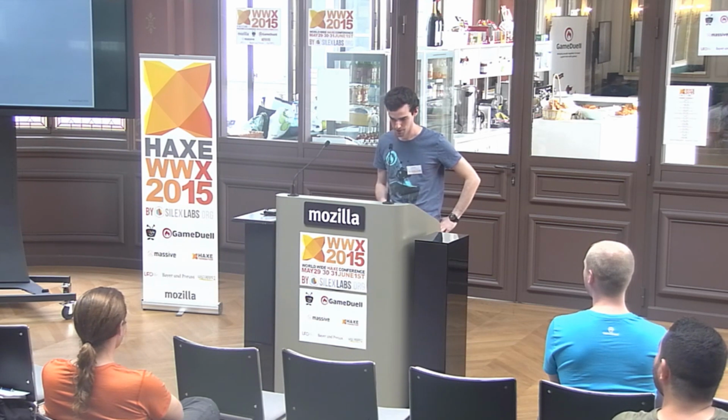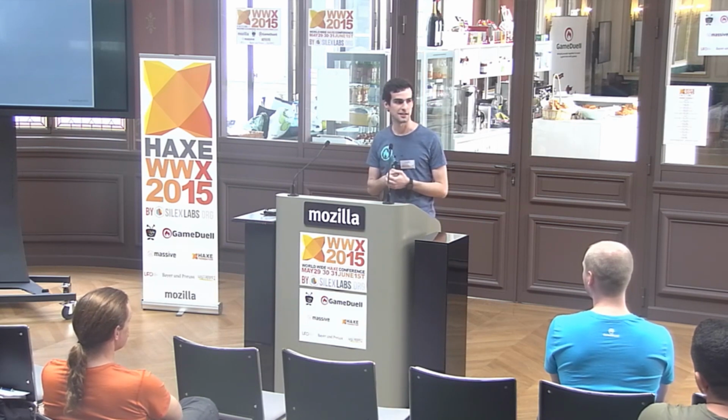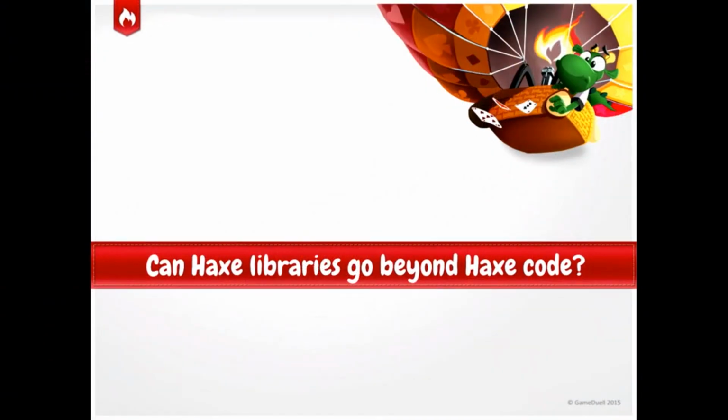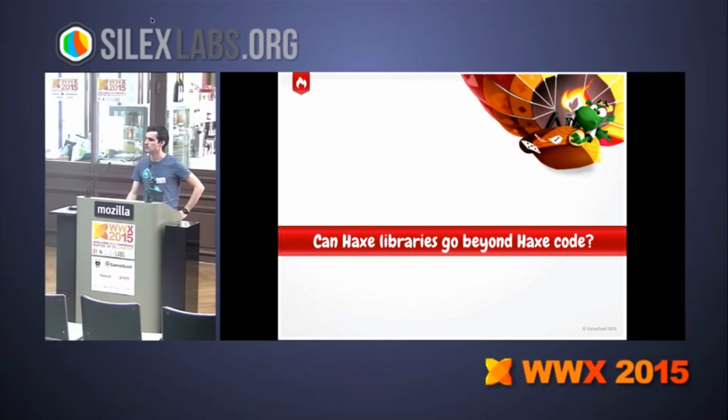Hi. So basically, we are going to first explain a bit about what we think is a good way to develop and basically good practices, and then we'll explain our environment that was based on these principles. So the first question that I have for you is, can Hex libraries go beyond Hex code? Right now, when you make a library, you have a very standard system to share your code, but it's just about Hex code. So imagine if you want to make a library that goes a bit deeper into the platform, for example, if it integrates some iOS SDK, or it has some native code, right now there isn't really any system for that.